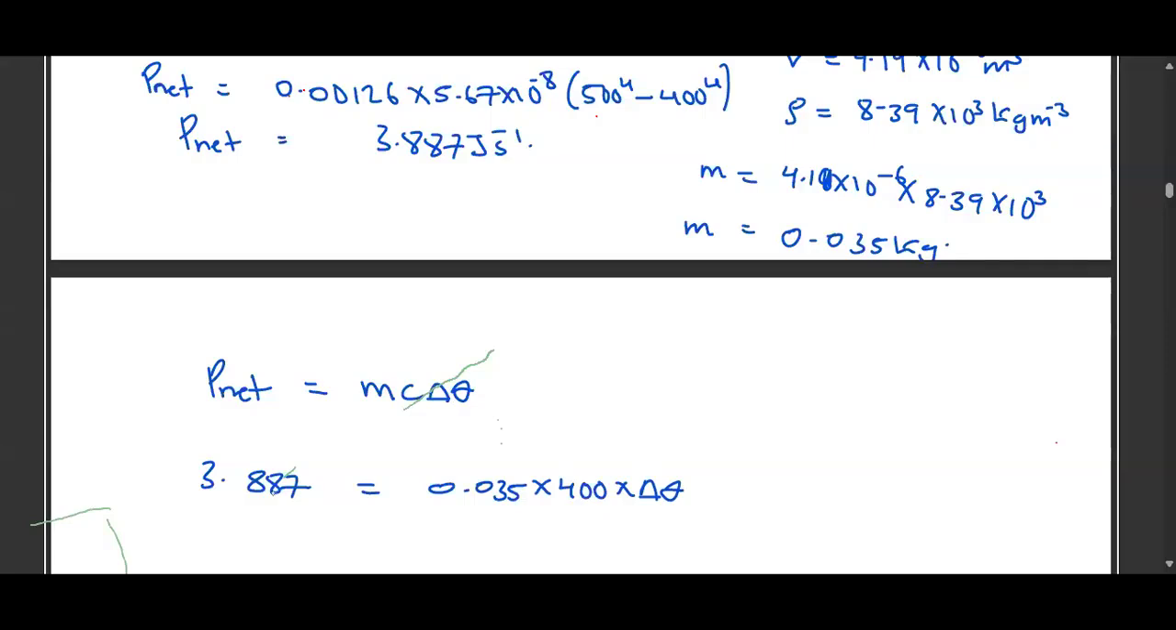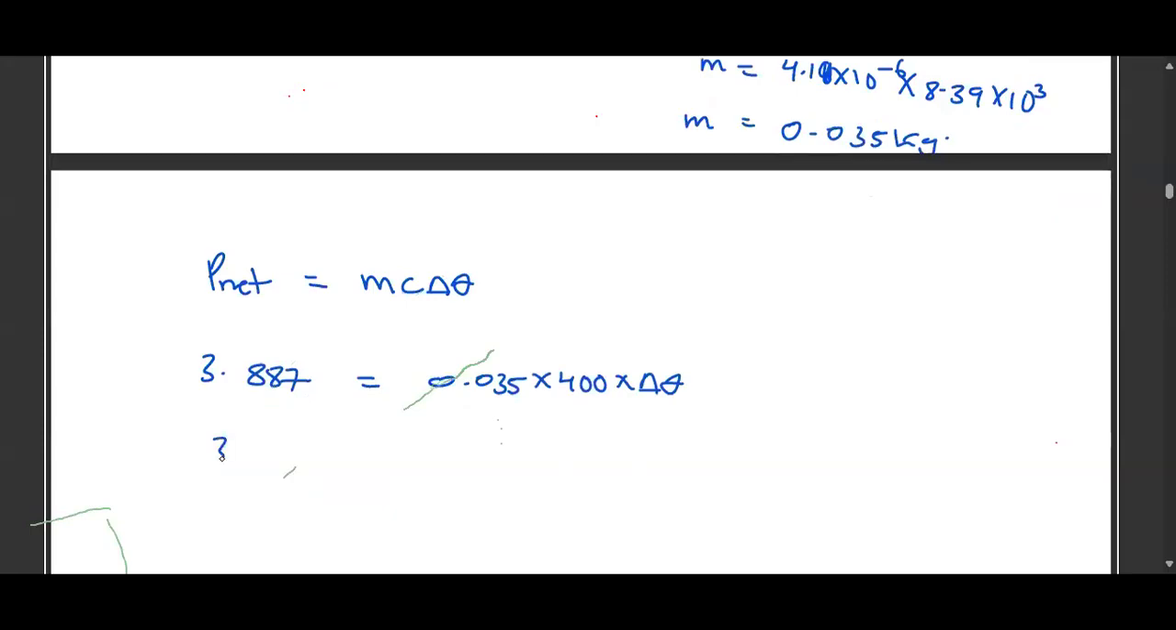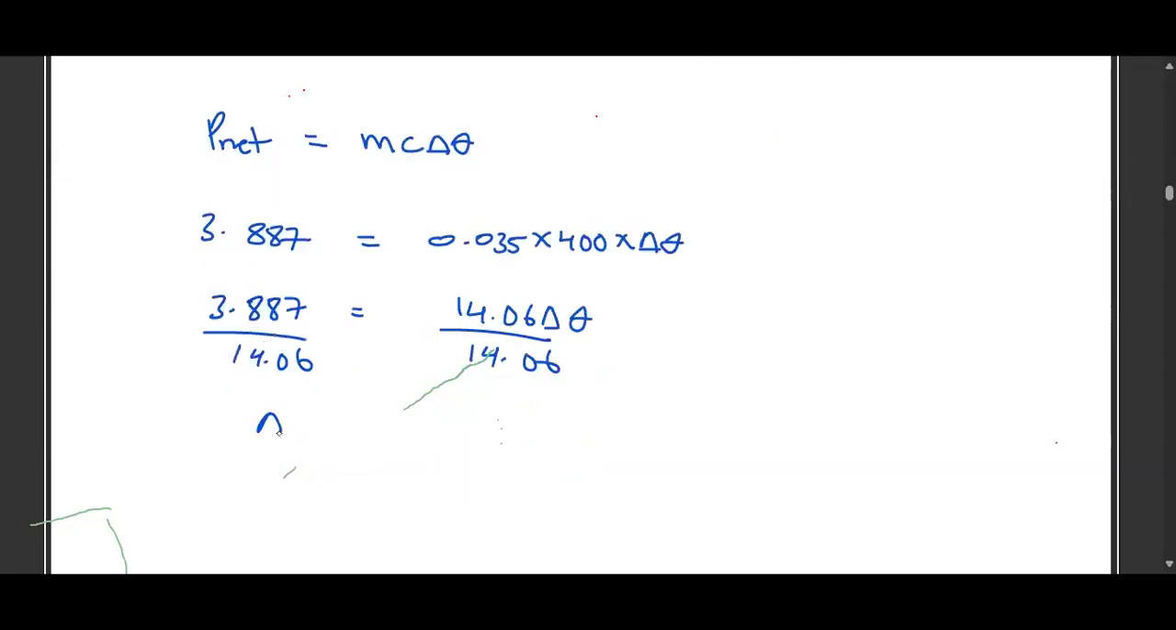So I'm having 3.887 is equal to 14.06 delta theta. Dividing by 14.06 on both sides, our delta theta is going to equal 3.887 divided by 14.06. I'm coming up with 0.276. These are going to be kelvins per second.